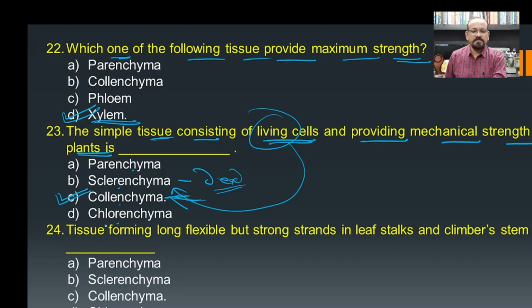Then, the tissue forming the long, flexible but strong strands in leaf stalk and climber's stem is: such types of tissues which are present in the climber and responsible for mechanical support or strength, these are the collenchymatous cells having thickenings at the corners.